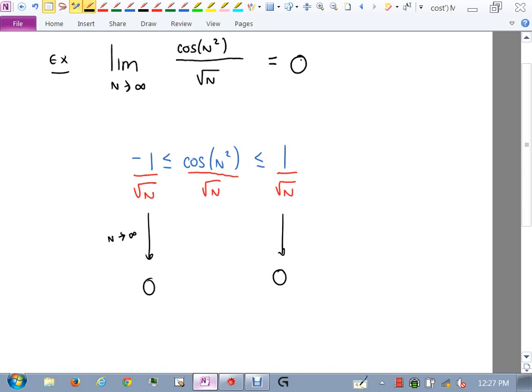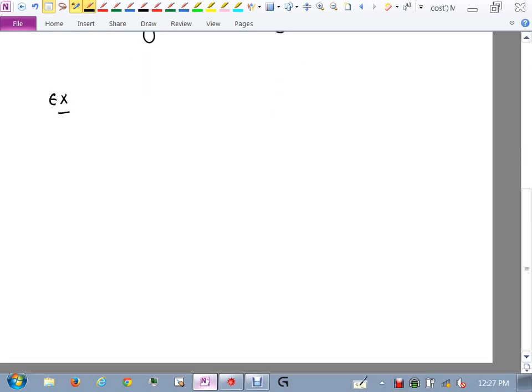Okay, another one. Find the limit as n goes to infinity of natural log of (n squared minus 1) minus natural log of (n cubed minus 1). What do you think?